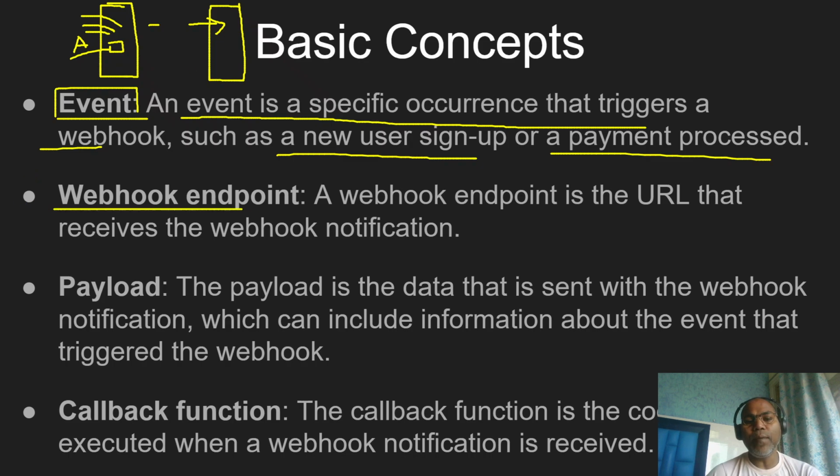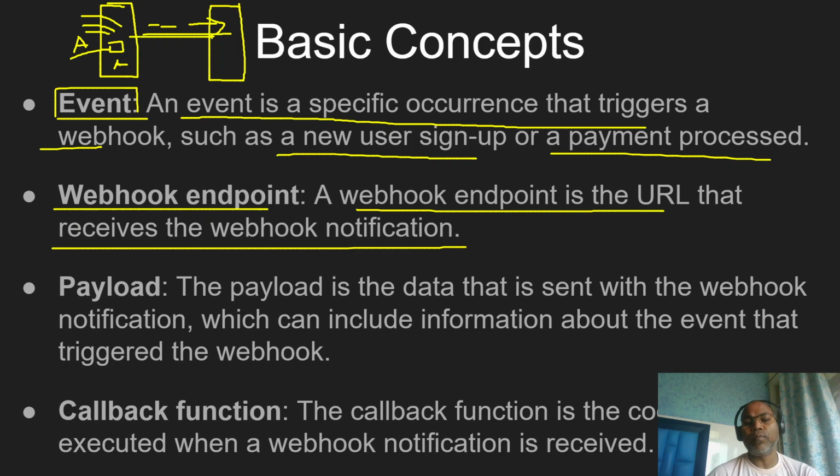What is the webhook endpoint? The webhook endpoint means this is the endpoint of our service A, this is the API I have to call. So the webhook endpoint is the URL that receives the webhook notification. This is the URL where the webhook is going to call. This is known as the webhook endpoint.